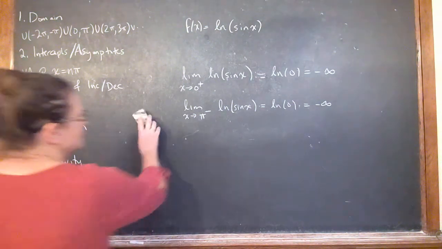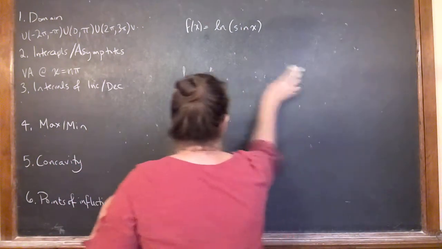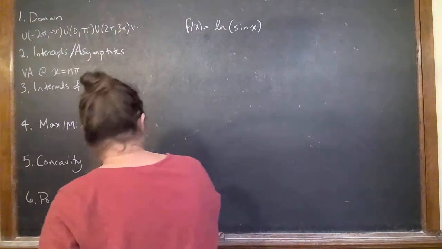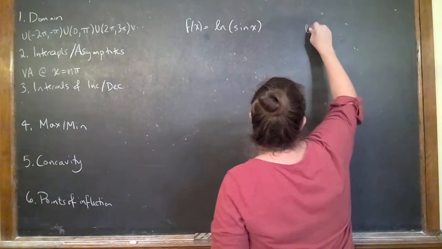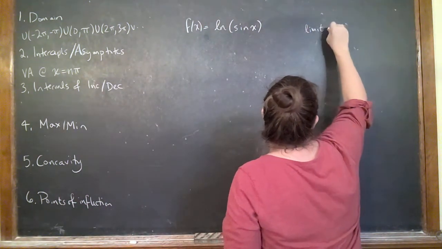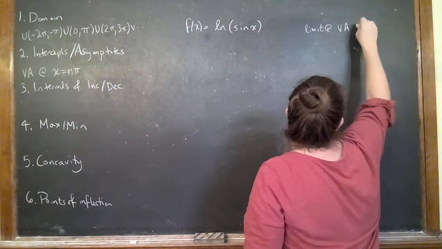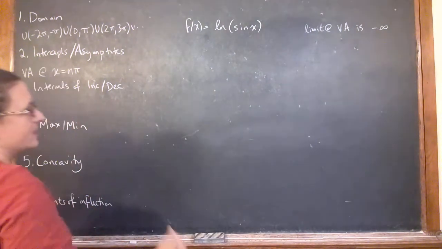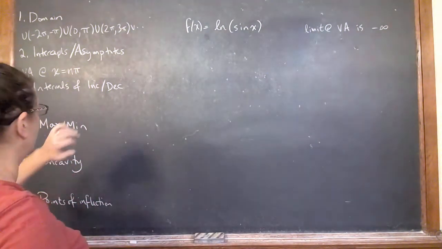So it's kind of like secant, but not really, because you're always going to be approaching negative infinity. Okay, we'll keep that in mind. So I'm just going to write it: the limit at the vertical asymptotes is negative infinity. If I had space, I would draw it, but let's just write it there and then we'll draw it later.